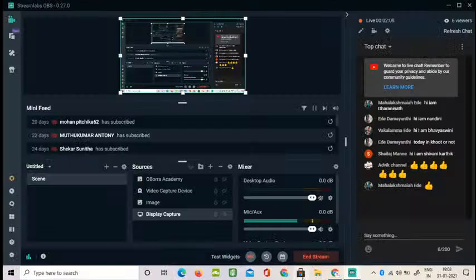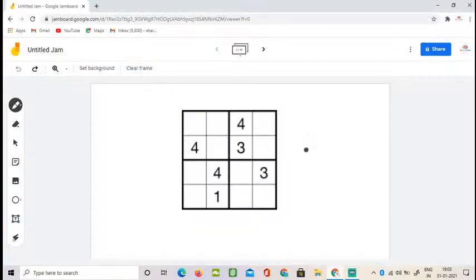So hope you all could see my screen. So here you have your Jamboard with the Sudoku problems. So here is your first problem in Sudoku. So here I wanted you all to give the answers in the chat box, for the first row like that.